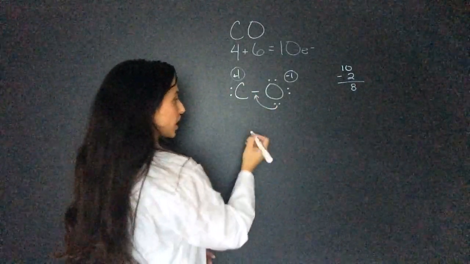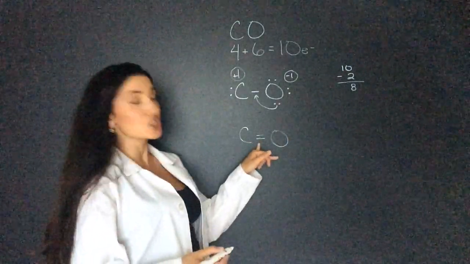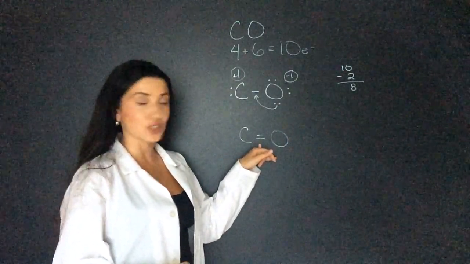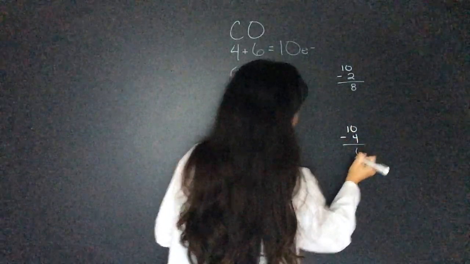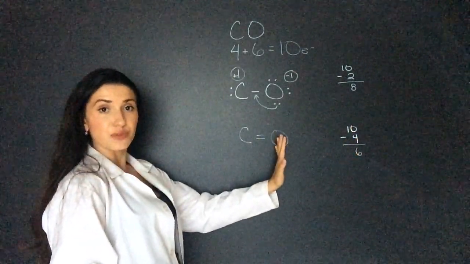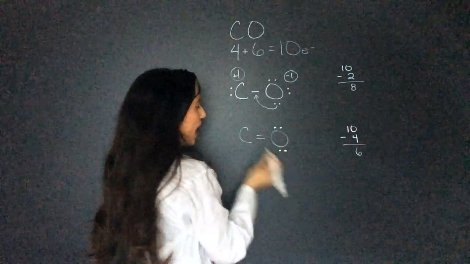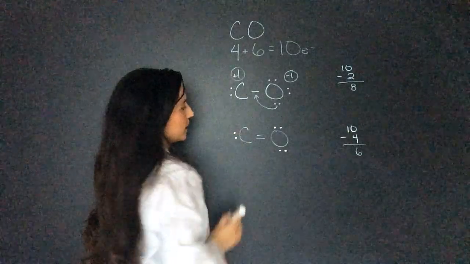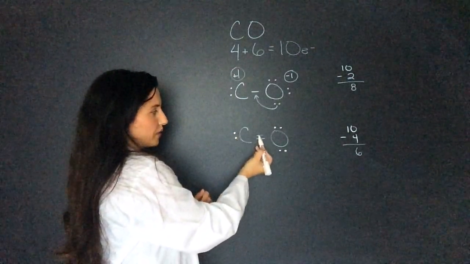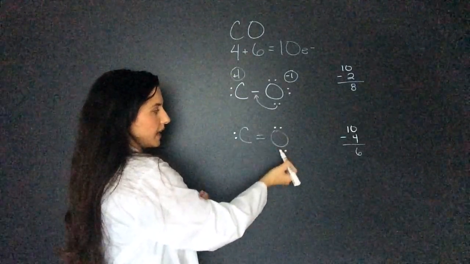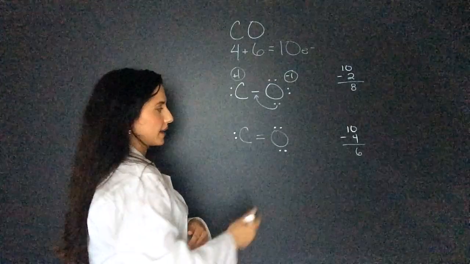Now our new structure will be C double bond O. Now I have 2 bonds, so 4 electrons in the bonds. 10 minus 4 is 6. So oxygen already has 4 electrons, so I'm only going to draw 4 on the oxygen, and then I'll draw 2 on the carbon. Let's make sure I have 10. 1, 2, 3, 4, 5, 6, 7, 8, 9, 10. So I'm good. But let's look at each individual atom.